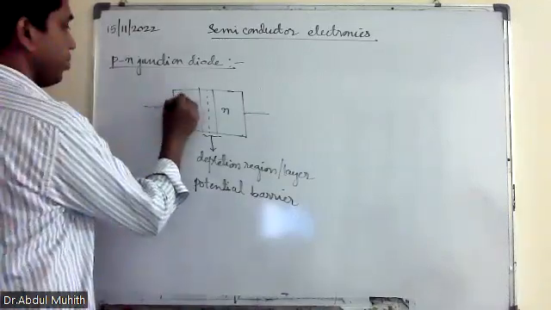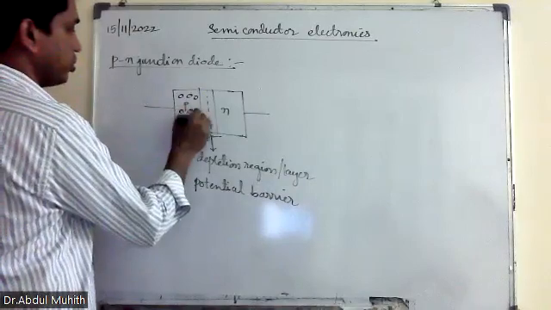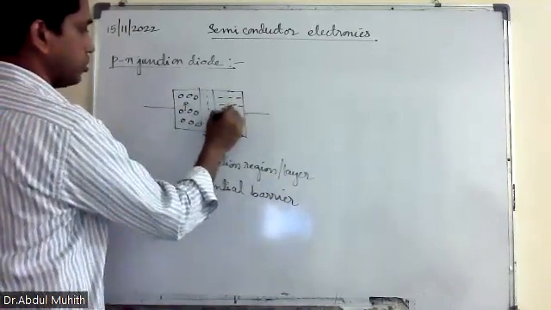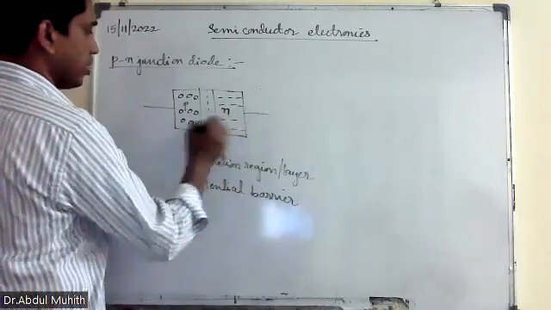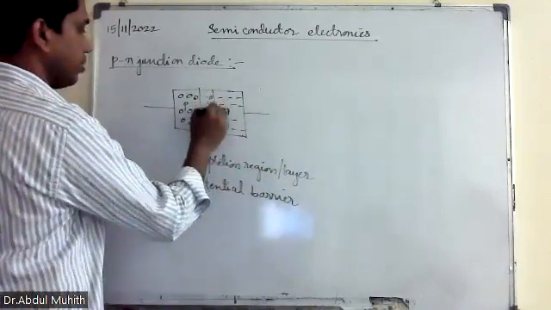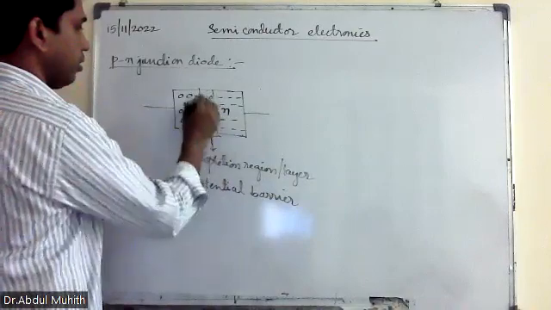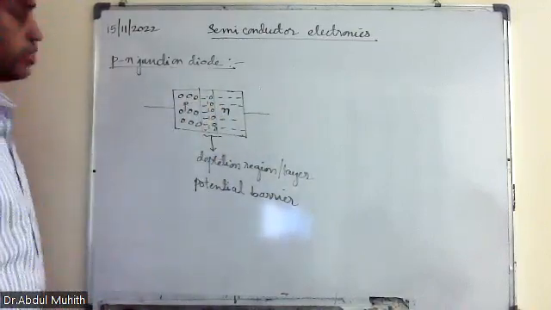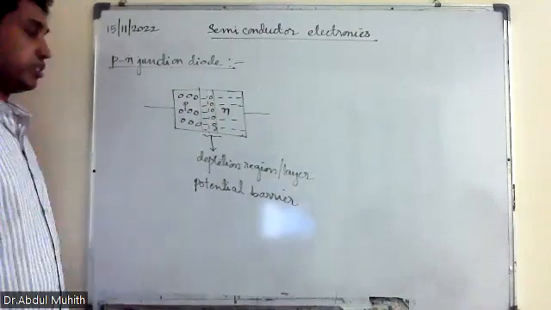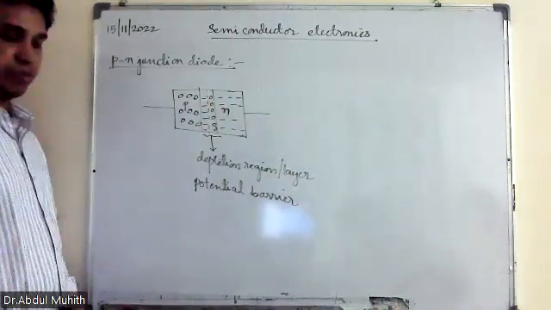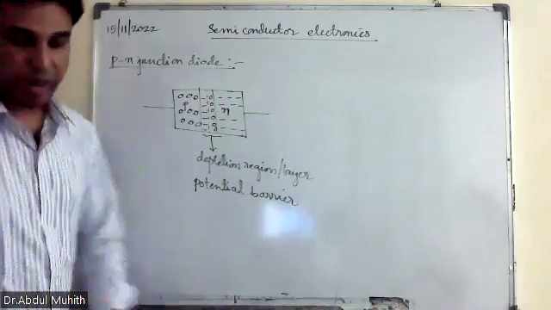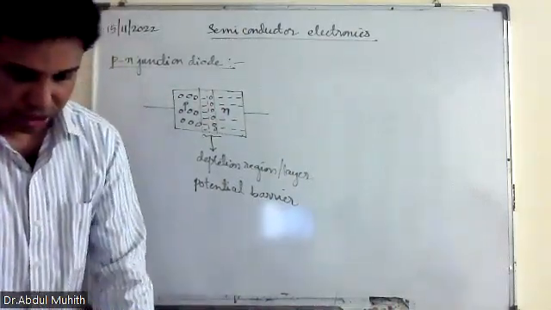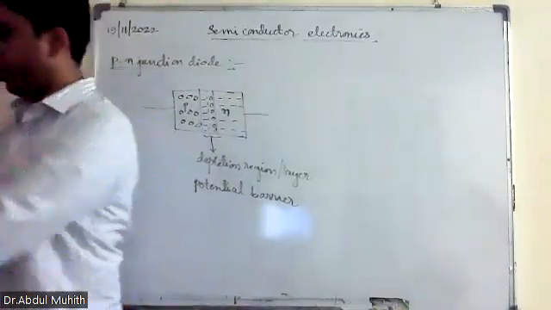Suppose if you take P-type semiconductor, there are more holes, and here there are more electrons. So here all the holes will come, and all the electrons will come here, and they form a junction. That junction is known as PN junction, and that layer is known as depletion region or depletion layer, and the barrier is known as potential barrier.